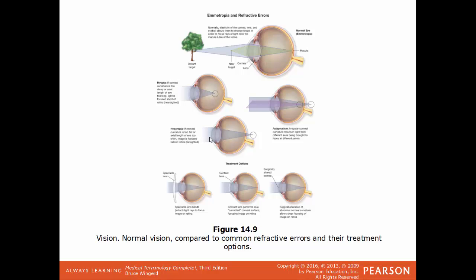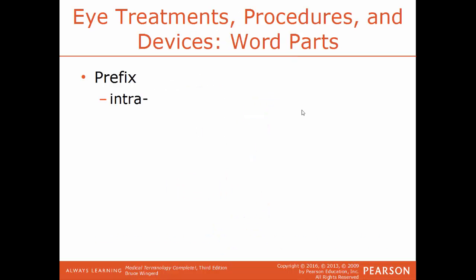Someone who is farsighted, or who has hyperopia, the image is focused behind the retina. So they're able to see things far away clearly, but things up close are blurry. And for astigmatism, the cornea has an irregular curvature, so the light isn't directed the right way, so that will lead to blurred vision. So you usually have the image you're looking at being focused on several points, not just one point.